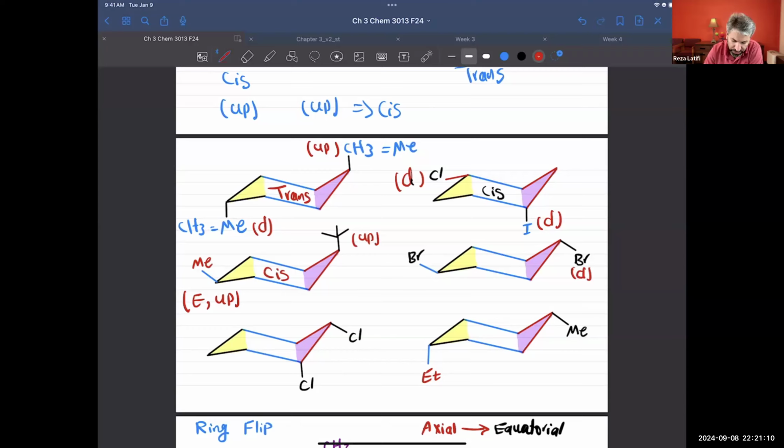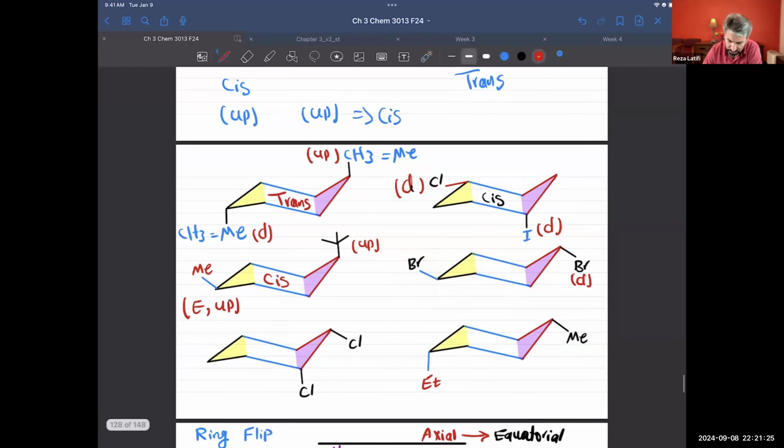Okay, how do I know it? Because axial position will be here. Okay, that's the axial position. So up, down, up, down. So what's the position of the bromine? Bromine will be up. Okay, so I'm going to say this one is up, one is down, one is up. This is going to be a trans.